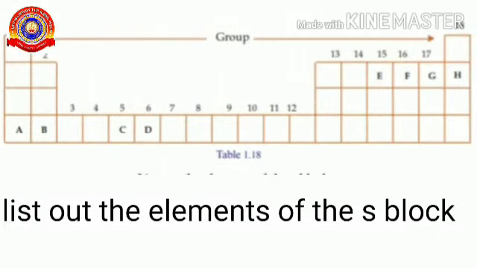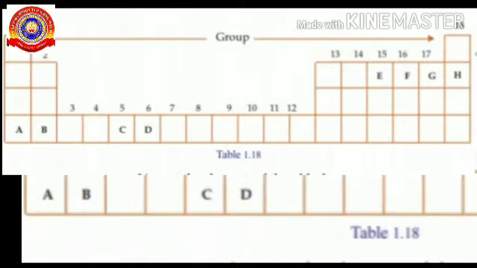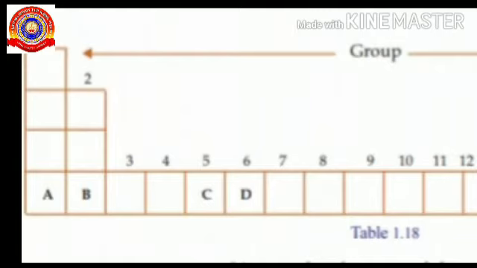First question. List out the elements of S block. You know, S block consists of two groups, right? Group 1 and group 2. So what is the answer? Yes, A and B are the elements that belong to S block.